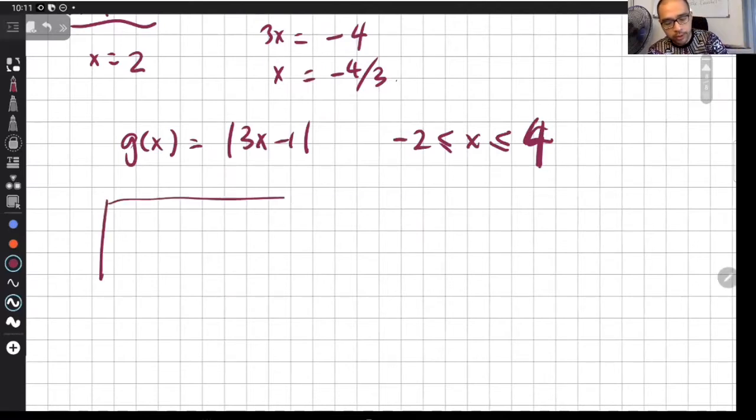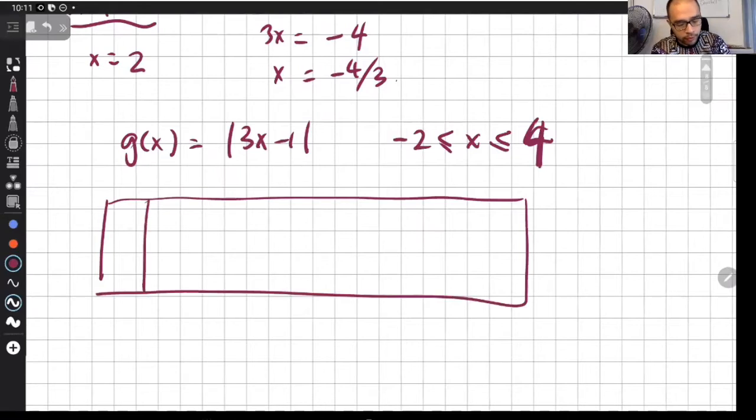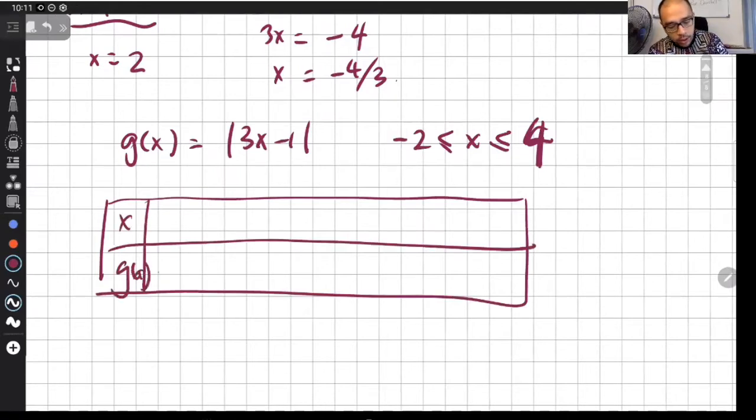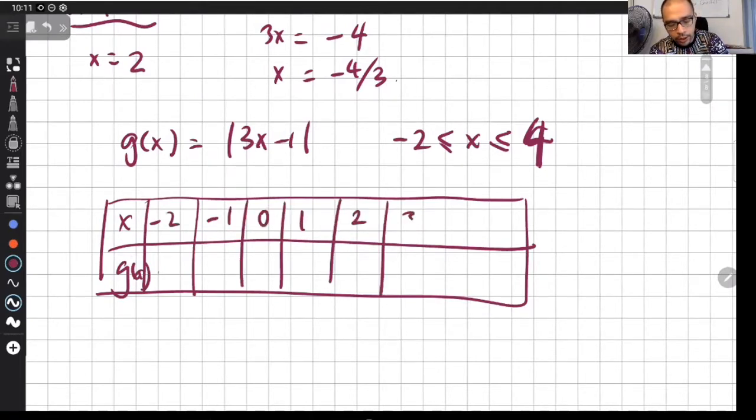If you draw the table, can I have a couple of people to help me with this, please? Now, the most important thing you need to remember is, if your g(x) is a negative value, it is going to turn into positive. So you draw the table: negative 2, negative 1, 0, 1, 2, 3, and 4. Can I have a couple of people to calculate this for me, please? If x is negative 2, what is g(x), taking into consideration the modulus already?